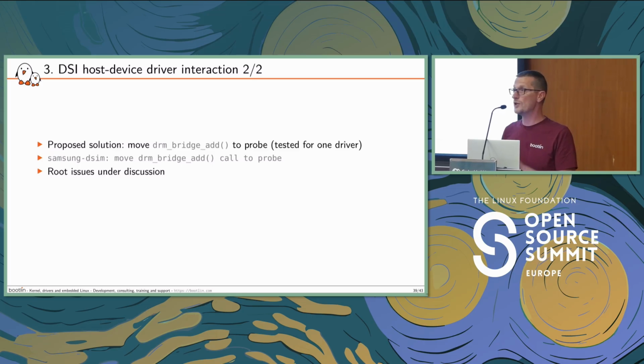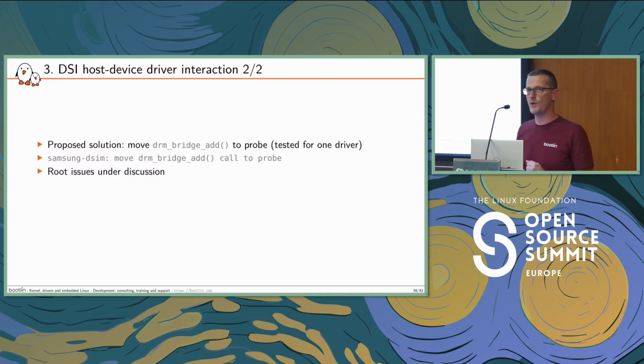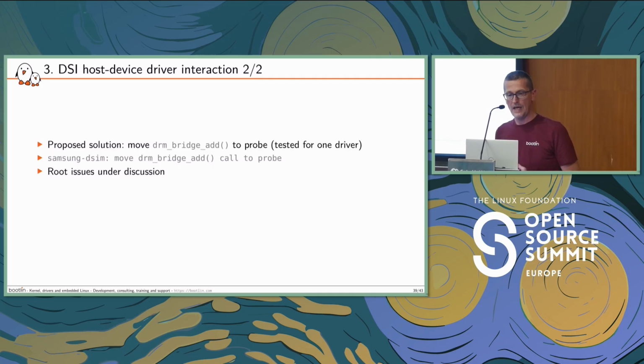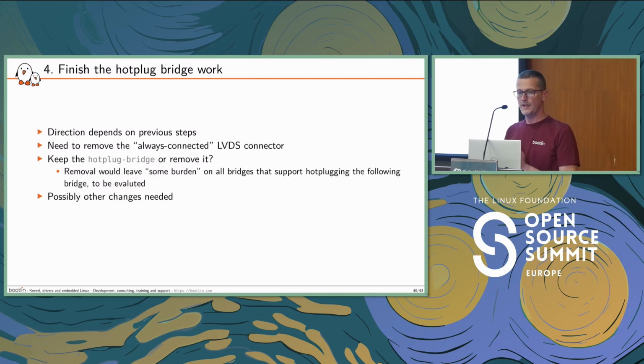I sent a patch to just move it to probe in one driver, the one I can physically test, and symmetrically move the DRM bridge remove to the remove function. This raised a lot of questions, which take a bit of time to be addressed, but the discussion is in progress. And so that was chapter 3. Chapter 4 is, as I said, everything else.